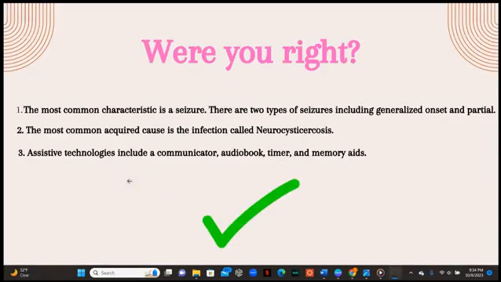All right, let's see if you were right. The common characteristic is seizures. There are two different kinds: generalized onset and partial. The most common acquired cause is neurocysticercosis. And assistive technologies include a communicator, audiobook, timer, and memory aids.